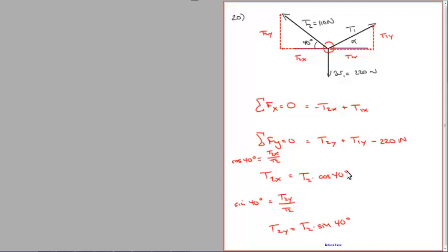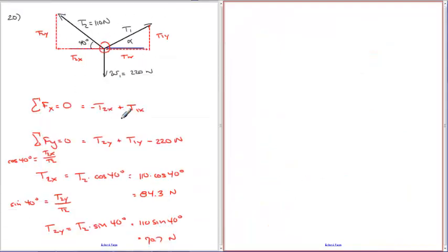So let's go ahead and calculate those. 110 times the cosine of 40 degrees, and 110 times the sine of 40 degrees. So let's get our calculator out. 110 times the cosine of 40 degrees is 84.3 newtons. And 110 times the sine of 40 degrees is 70.7. Okay, so those are these two.